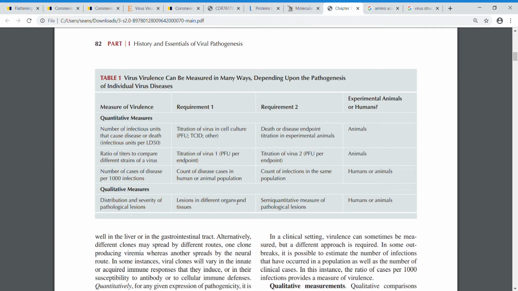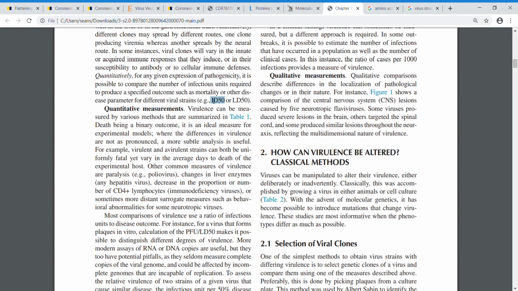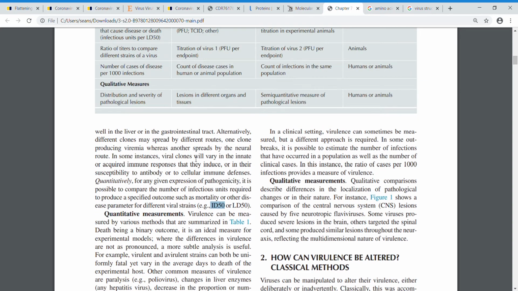First of all, measuring it is rather simple, right? So they take some cells, and then you say, okay, let's infect the cells and see how many die. Wonderful. And you compare one versus another. If you don't know this term, LD50 is the lethal dose of 50%. ID50 is the infectious dose of 50%, so causing 50% of the people exposed to be contaminated.